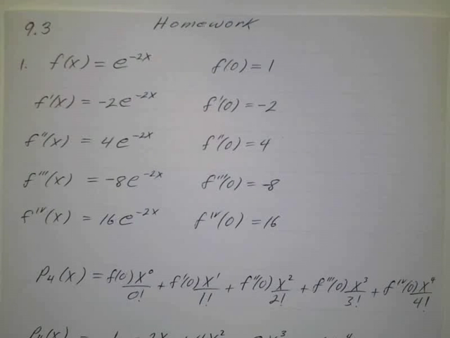Okay, these are some problems from section 9.3, and we want to find the Taylor polynomial of order 4 for the function, and then use it to approximate the value of the function at x equals 0.2. All right, so my function, the first one, number 1, was f of x equals e to the negative 2x, and all we did was take the 4 derivatives, so we could do the fourth order Taylor polynomial.